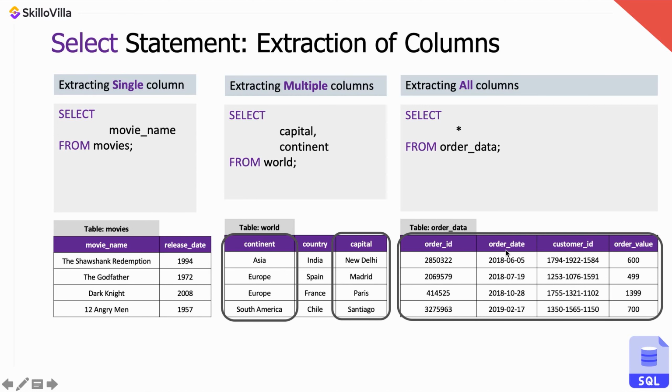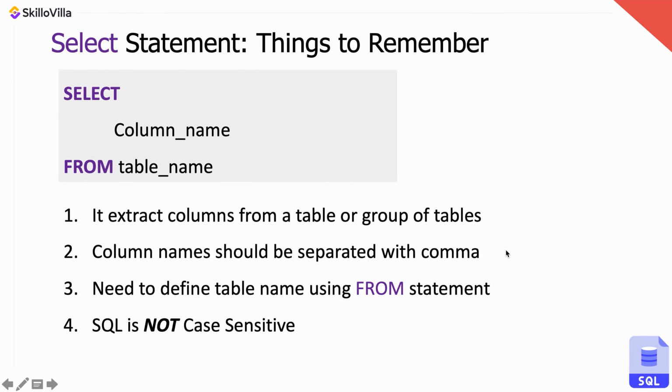So summarizing, the select statement helps in extracting columns from tables. If we are writing individual column names, then these should be separated by commas. We also need to define from which table we are extracting the columns. Hence, mention the table name after the from statement.